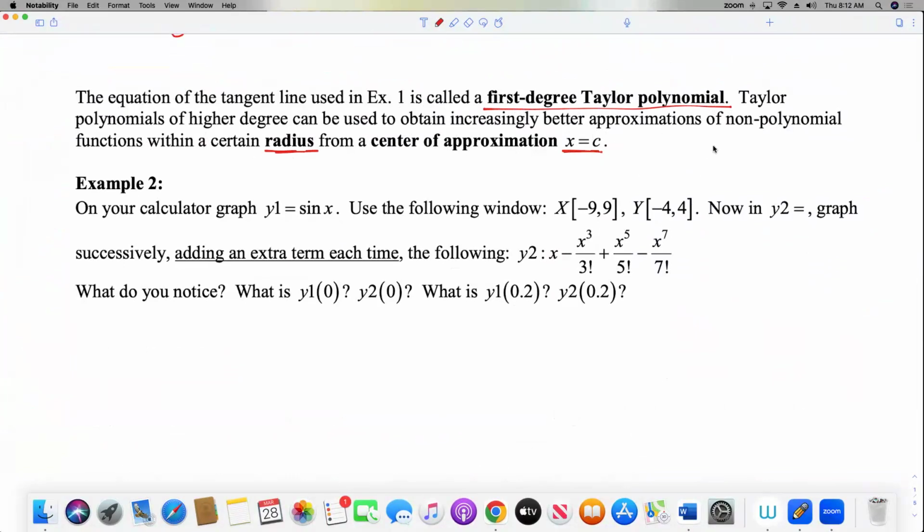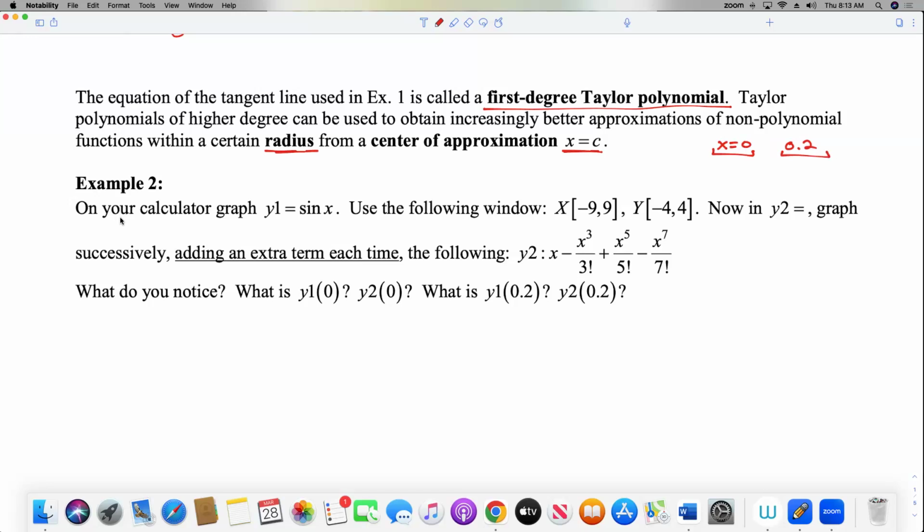So you notice that in our last example, our center was at 0 and our approximation was around 0.2, very, very close to 0. I'm not going to center my approximation at 3 and then try to approximate 0.2. That's pointless.